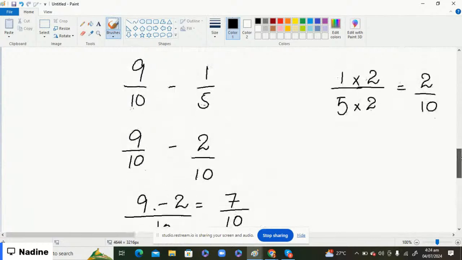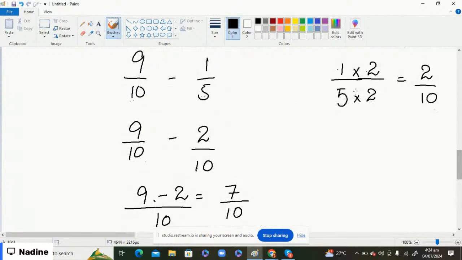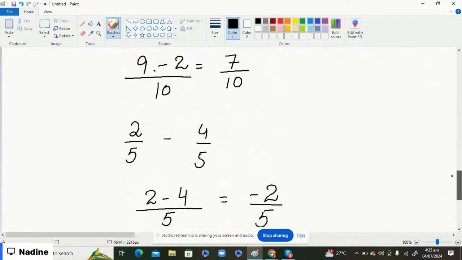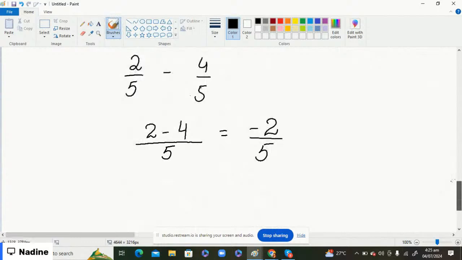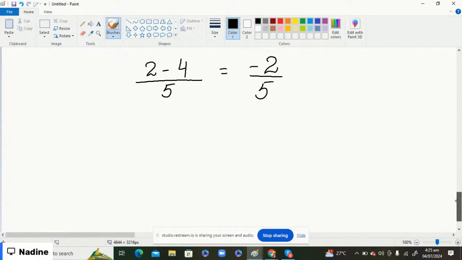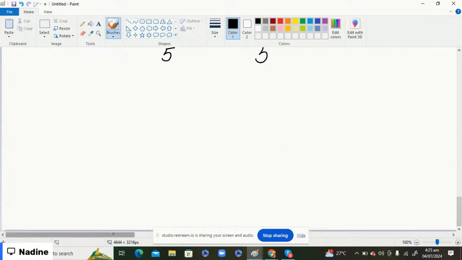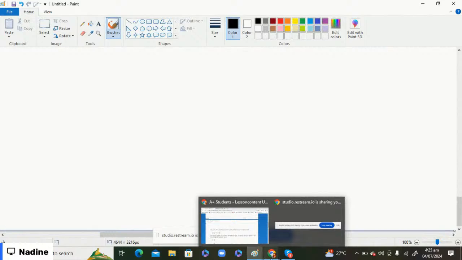If their denominators are not the same, how can we make them equal? Just multiply and divide with the same number, to make only their denominators become equal. And the second case is, if their denominators are the same, you simply solve their numerators. Got it? Let's solve one more question, or let's do the test questions.